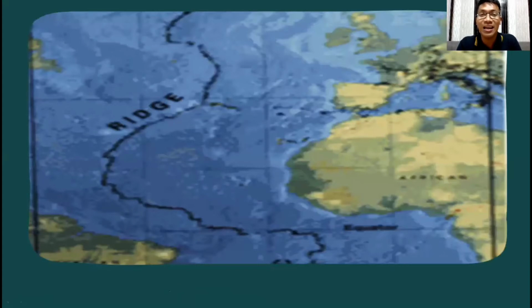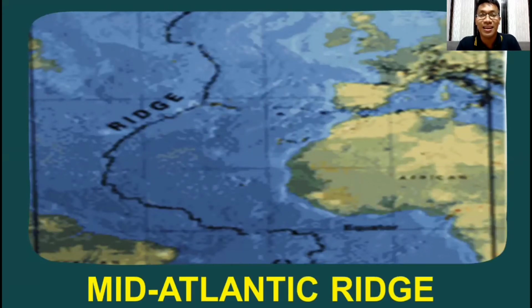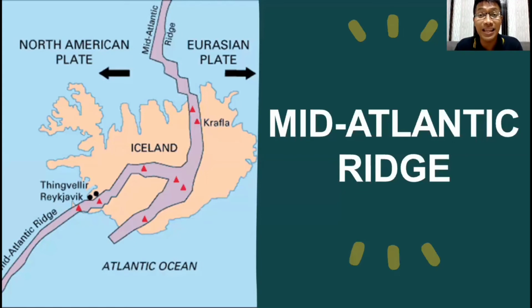Ang pinakasikat na ridge sa buong mundo ay ang Mid-Atlantic Ridge. Alam nyo ba na ang Mid-Atlantic Ridge ay nasa pagitan or nasa boundary ng North American Plate and Eurasian Plate? Mid-Atlantic Ridge is very important because this is where expansion happens or the seafloor spreading. When there is seafloor spreading, it means that there are new lands formed. Kaya napakahalaga ng Mid-Atlantic Ridge.